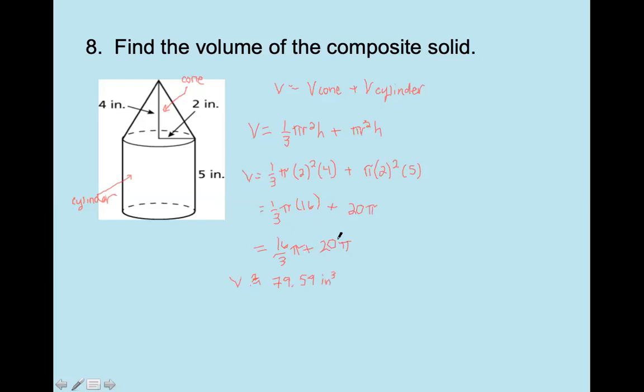Okay, if we did this using fractions, 20 would turn into 60/3. Oh, I could have also had this as 76/3 pi inches cubed. Okay, which is the same as 79.59 inches cubed.